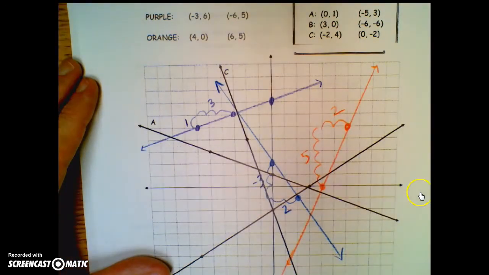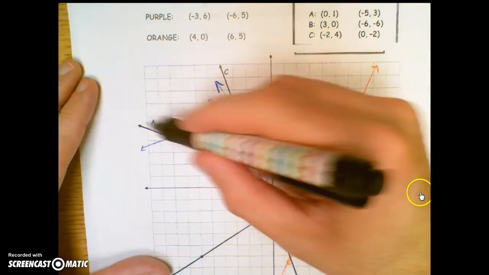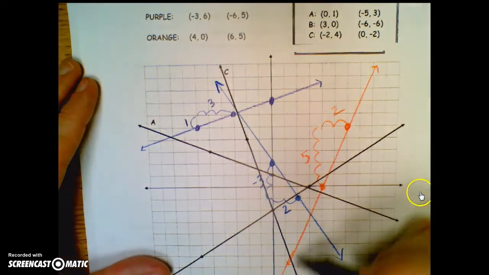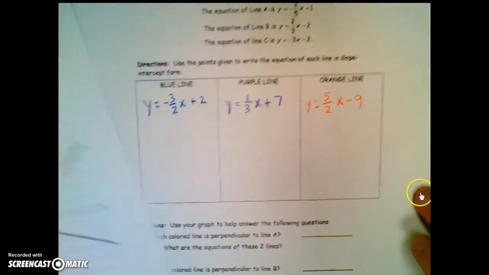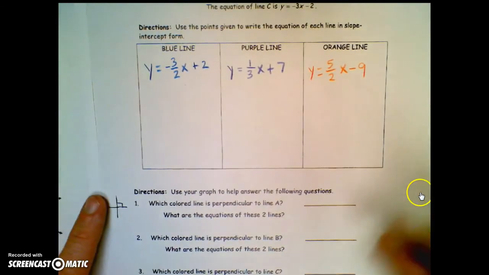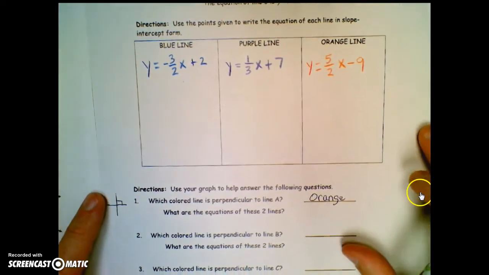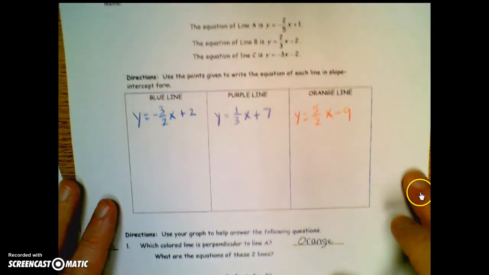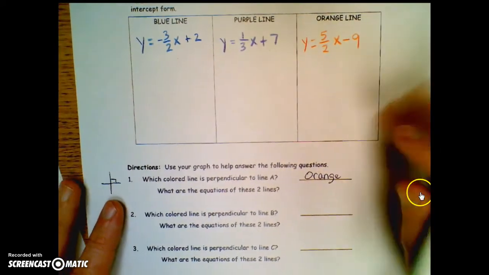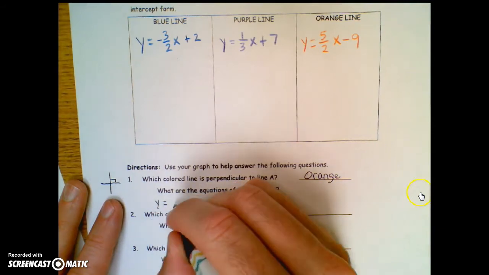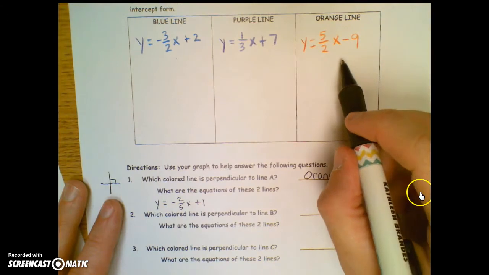But look at where it hits the orange line. Look at how it makes that perfect T right there between A and orange. So I'm going to say that line A is perpendicular to the orange line. And writing down the equations for both of these, we know the equation for line A because it's given to you: y equals negative 2/5 x plus 1. And the equation of the orange line is this one over here.